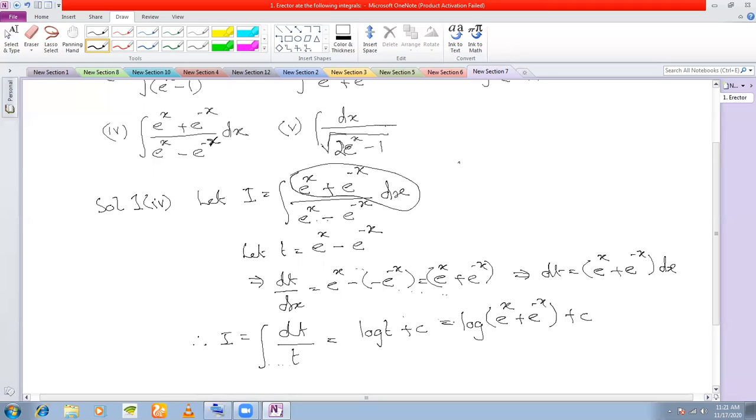So this was a simple enough problem. Now let us see the last one. The last one is a little tricky one, in the sense that your standard substitutions might not work here. Well, let's see what the problem is first.